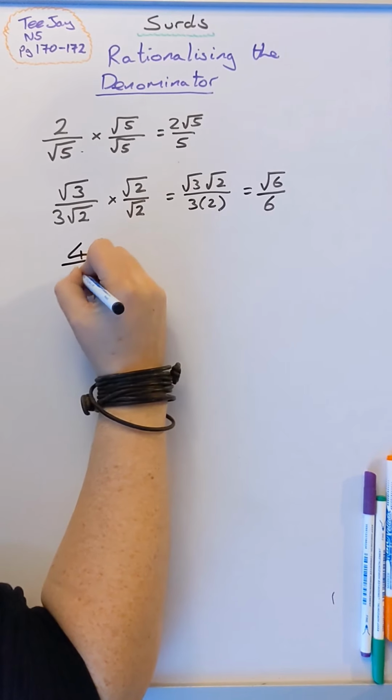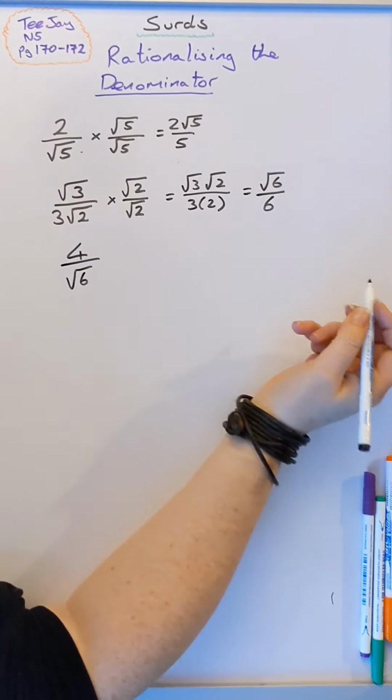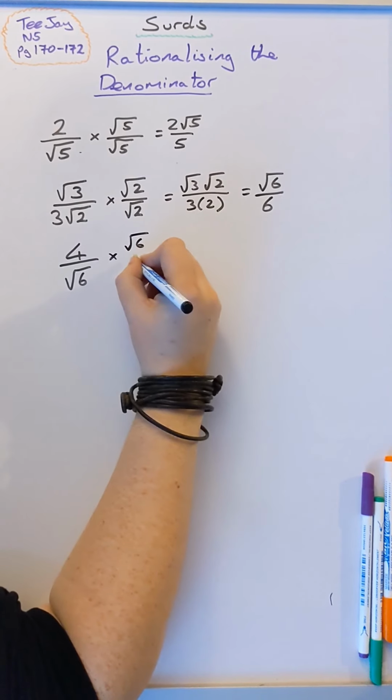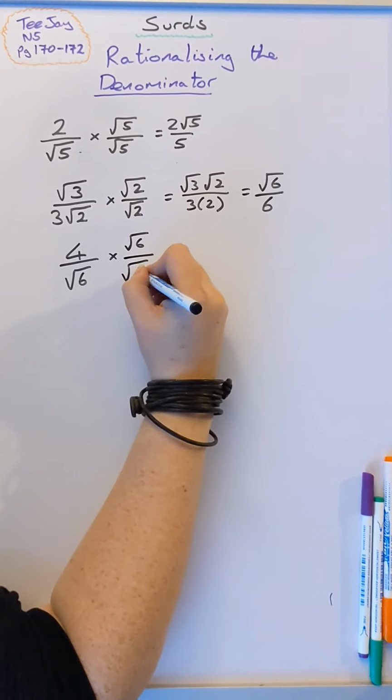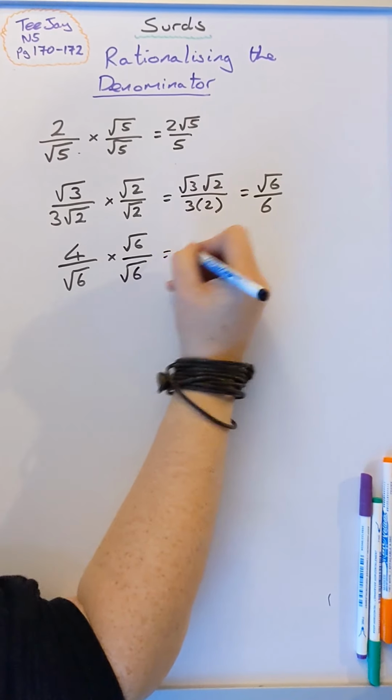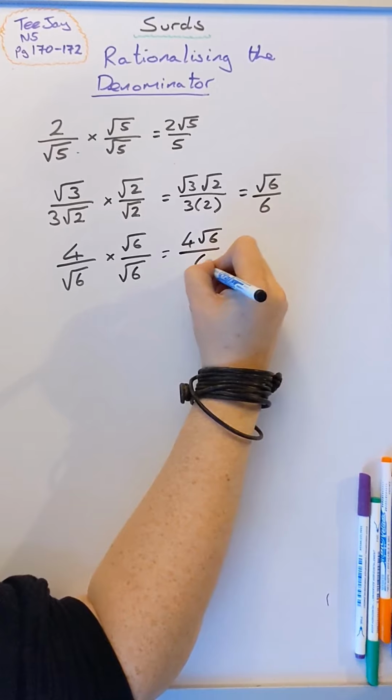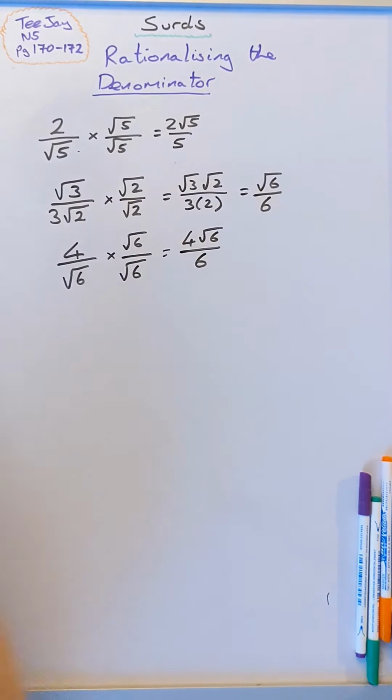Let's try another one. 4 over root 6. I'm going to times the top by root 6, and the bottom by root 6, and I'll get 4 root 6 over 6.